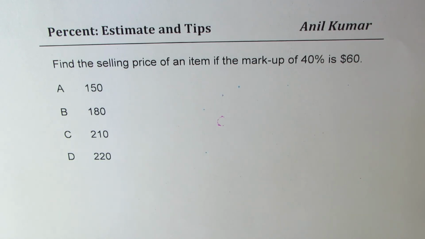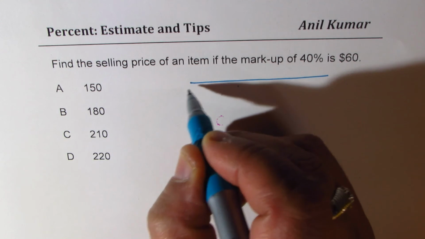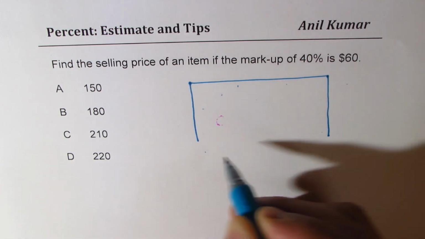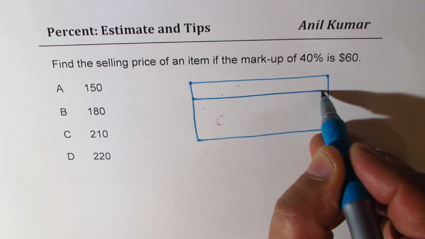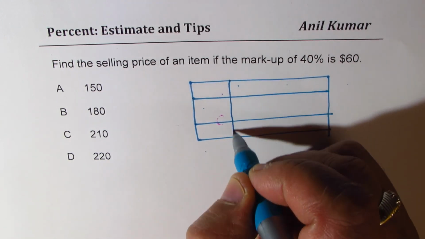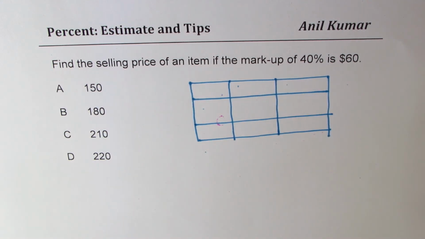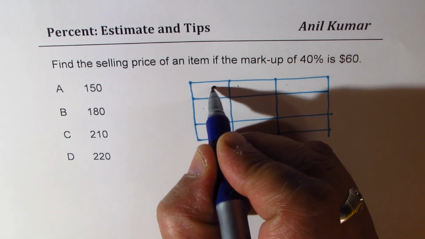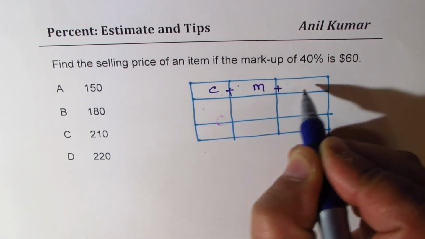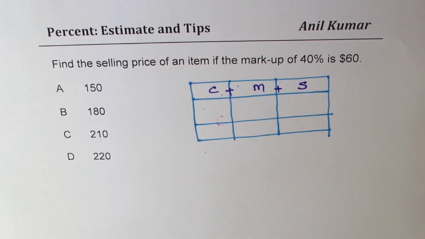Perfect. Now the last question is for you to attempt. Try to make the table and answer this question. It says, find the selling price of an item if the markup of 40% is $60. So let's again make it. You can actually pause the video, answer this question, and then see my solution. So that is a very simple cost, markup, and selling price table. Let's say this is our cost, we'll add markup and get selling price. What are we given?